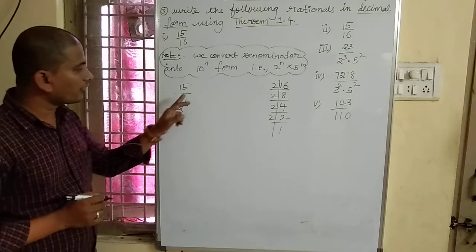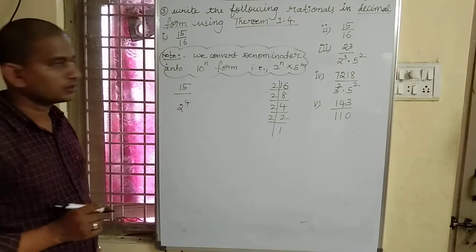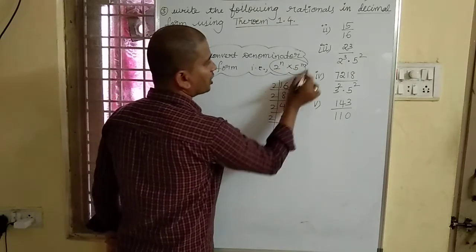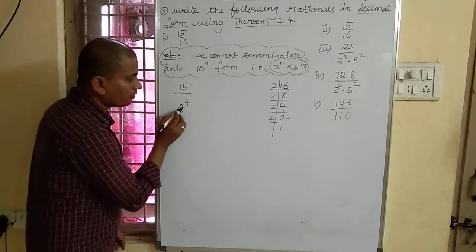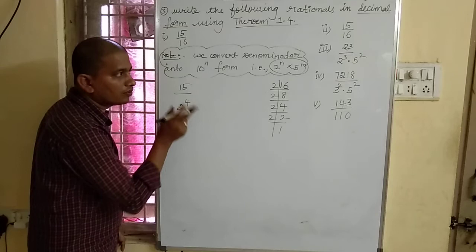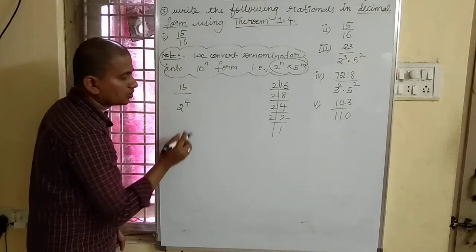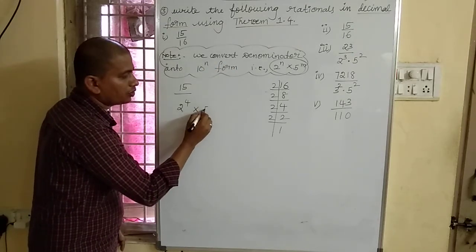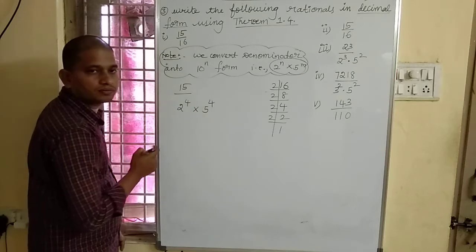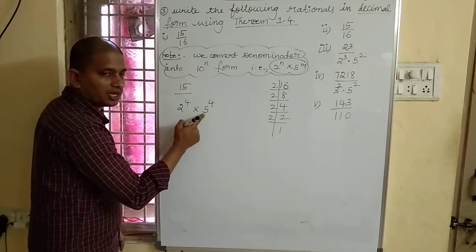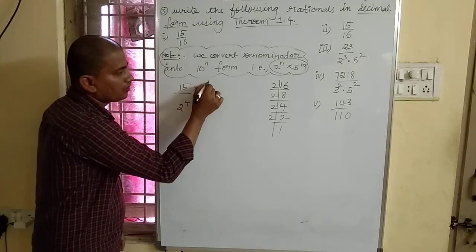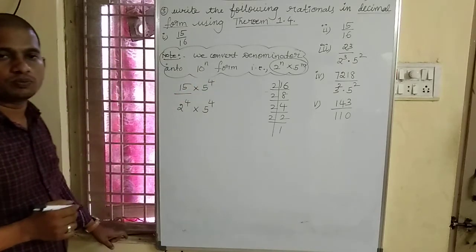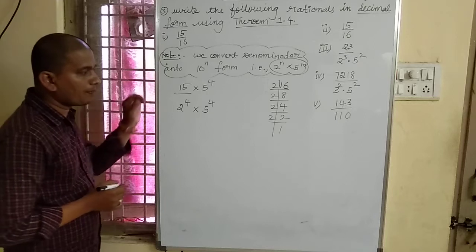Okay, here we have 2 power 4. As we know, we have to convert it into the form of 2 power n into 5 power m. We have 2 power 4, but we don't have 5 power m. So let me multiply by 5 to the power of 4. If I multiply the denominator by 5 power 4, at the same time I have to multiply the numerator also. So what will happen now?